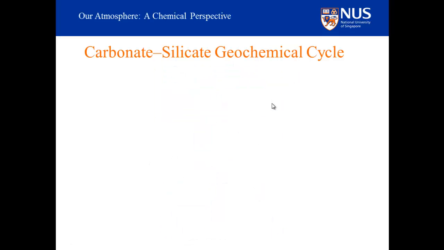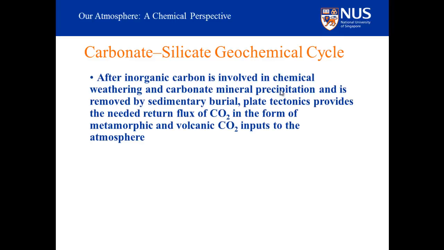So let's return to this idea that there must be a return flux of carbon dioxide to the atmosphere and oceans to offset this outflow. This balance, which is in essence the long-term inorganic carbon cycle, has come to be known as the carbonate-silicate geochemical cycle. After inorganic carbon is involved in chemical weathering and carbonate mineral precipitation and is removed by sedimentary burial, plate tectonics provides the needed return flux of carbon dioxide in the form of metamorphic and volcanic carbon dioxide inputs to the atmosphere.